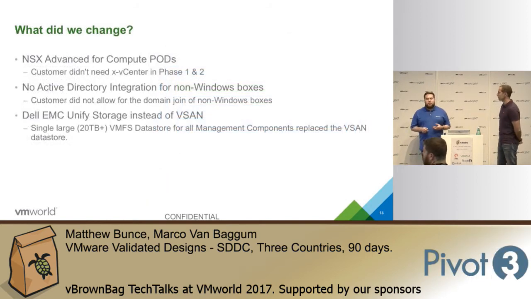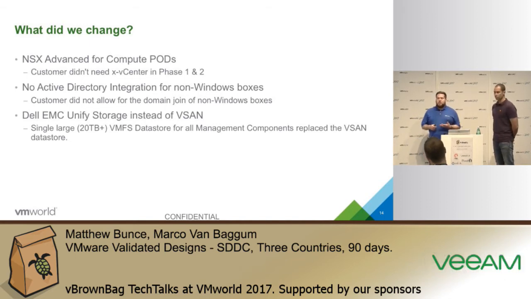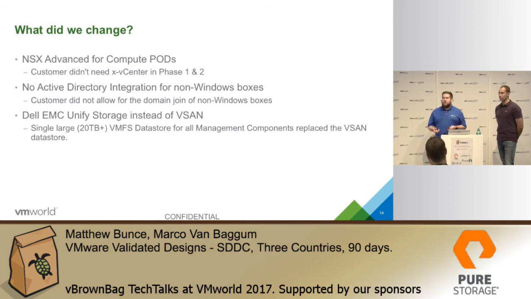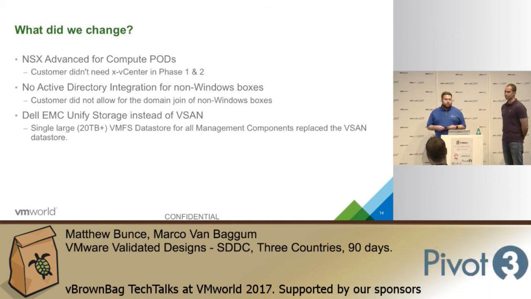So what we changed from the actual blueprint of VVD was that where the bill of materials for the NSX license says it needs the enterprise, we used advanced, and that was a constraint from the customer from their licensing agreement. They were pending a new enterprise license agreement, and they didn't want to purchase new licenses while that was going ahead. So this is why we didn't have cross vCenter for the production workloads in phase 1 and 2.